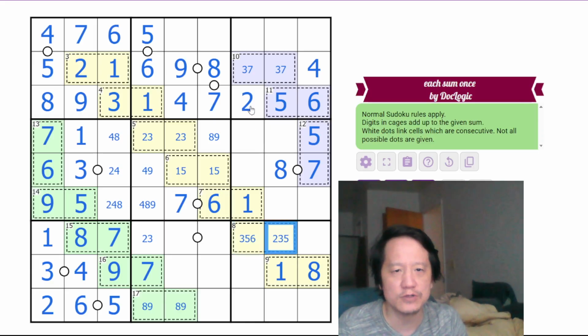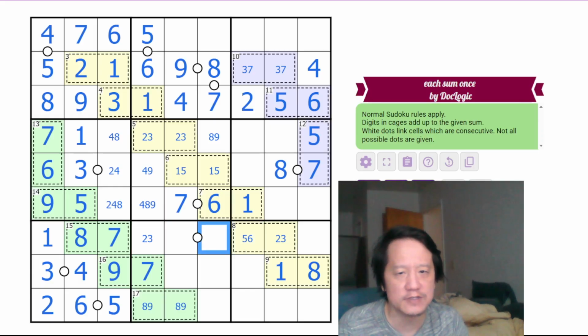So no 2 here, no 6 here, because of 2 in the column. Same with this 5 and that 3. So this must be 4 with 5, because we don't have 7, 8, 9, or 1, 2, 3 available. And we can't be 5, 6 as a pair. So this is 4, which makes that 5, which makes that 6 and 2 to add up to 8.